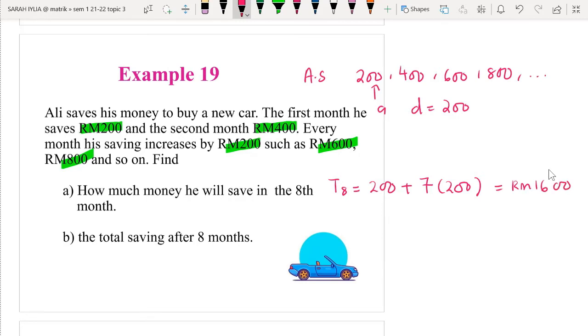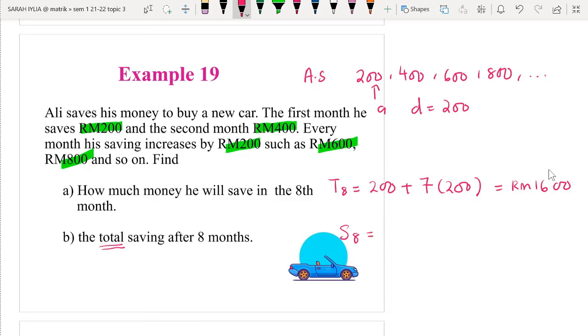Okay, settle. Part B, total saving after 8 months. Maksudnya jumlah duit dia daripada bulan pertama sampai bulan yang ke-8. So, jumpa total, you know we have to use summation formula. In this case, we have to find S8. Ada beza kan? A tadi kita nak tahu T, B kita nak S.